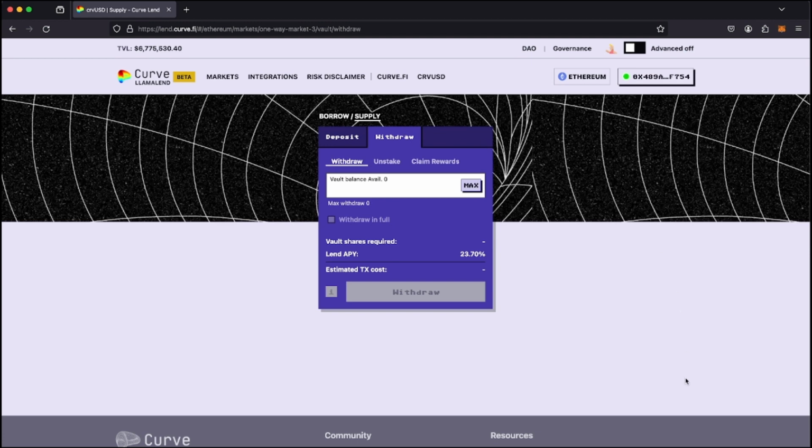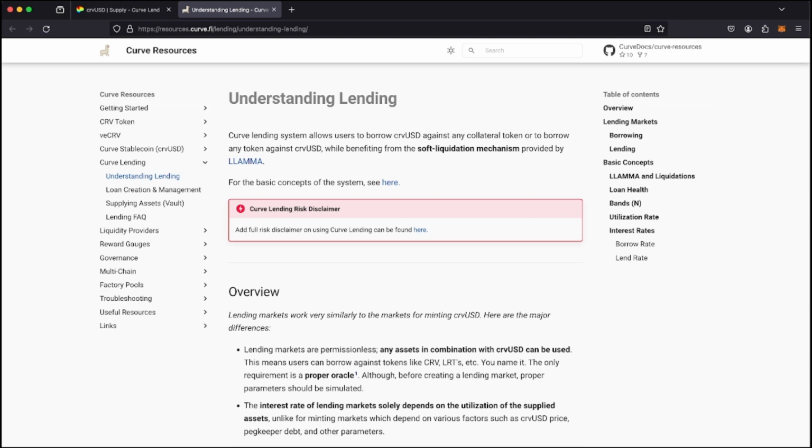For more information, check out the resources link at the bottom. The documentation provides a wonderful overview.